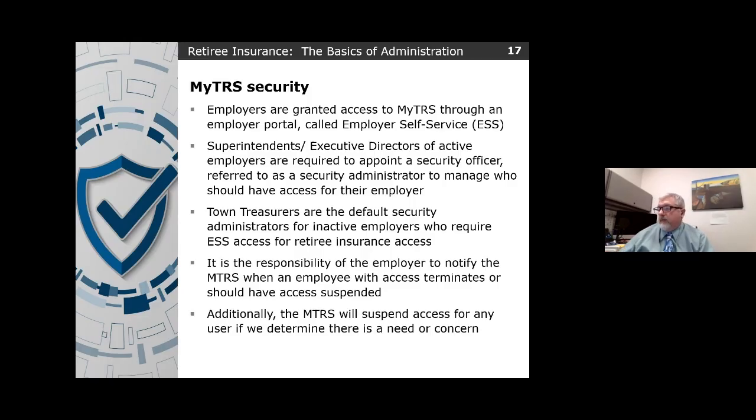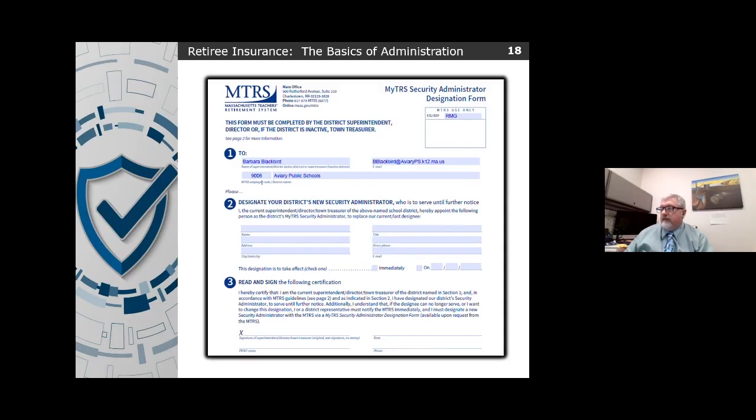Okay. And we're going to show you very briefly the MyTrust Security Administrator designation form. This is the form we would send to a superintendent when they want to appoint a new security administrator. Very simple. It's just a form. They complete it. Barbara is the superintendent in our example, so Barbara is going to tell us who they want as their security administrator.